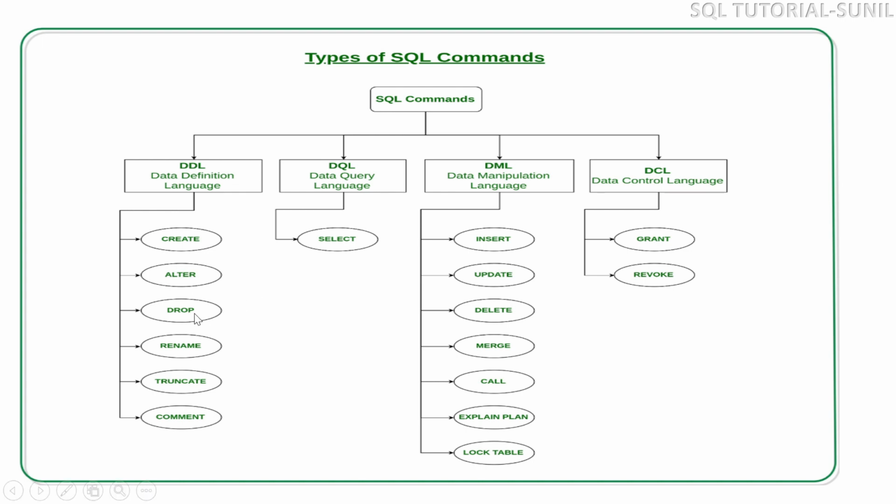And drop means you can completely delete the table. So drop is used to delete a table. You can rename that table. Truncate is also kind of deleting a table, but I'll tell you the difference between drop and truncate.